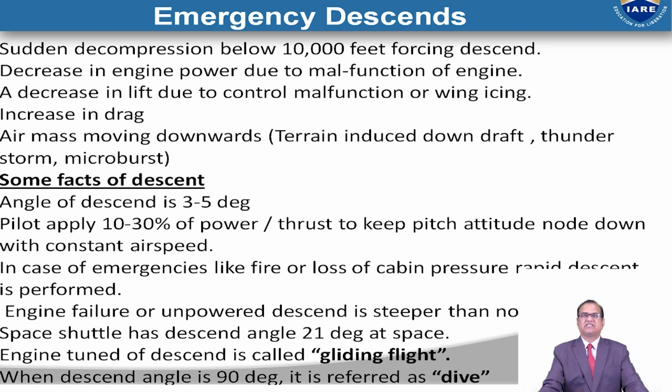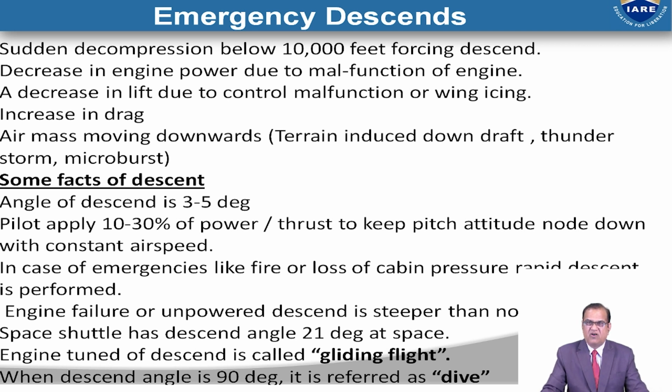Some facts of descents: the angle of descent is 3 to 5 degrees. The pilot applies 10 to 30% of the power thrust to keep the pitch attitude nose down with constant airspeed. In case of emergencies like fire or loss of cabin pressure, rapid descent is performed. Engine failure or unpowered descent is steeper than normal flight. The space shuttle has a descent angle of 21 degrees at space.